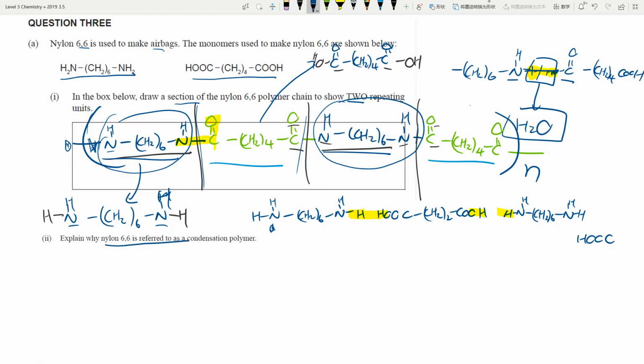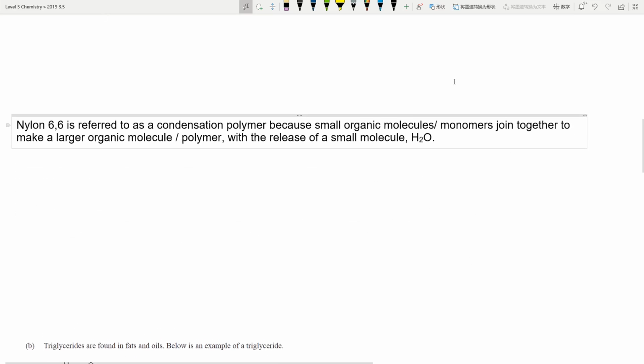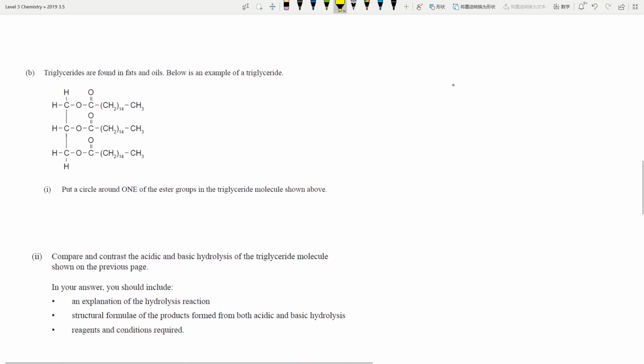Why does nylon 6,6 refer to condensation polymerization? That's because condensation polymerization is when you have small organic molecules or monomers, they join together with a condensation reaction happening, you make a larger molecule. Okay, so you're making polymers, because the small molecules join together to make a large molecule. And then they are being repeated, and that's what polymerization is. Okay, very straightforward. Move on.